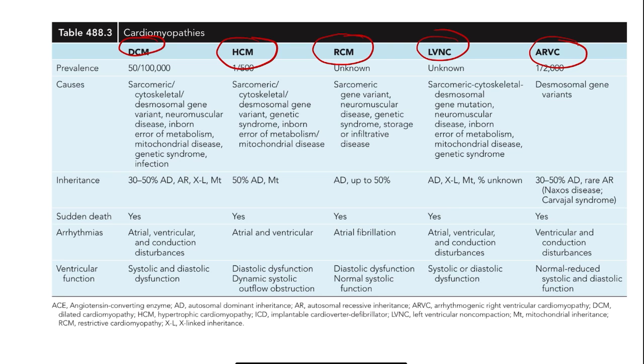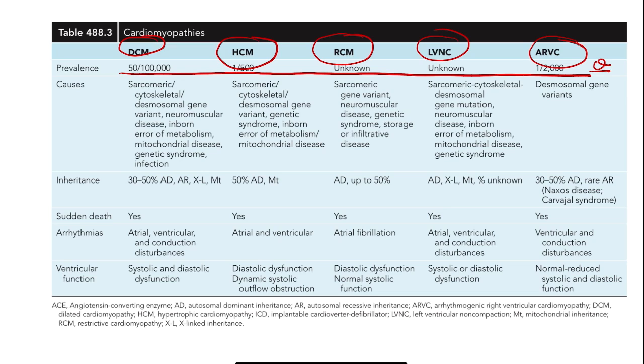Okay, basically left ventricular non-compaction is a very important entity because this is potentially asked in the exam, and arrhythmogenic right ventricular cardiomyopathy is also important. Just remember prevalence, because sometimes prevalence will be asked in the exam. So this you have to remember. Okay. So what are the causes?